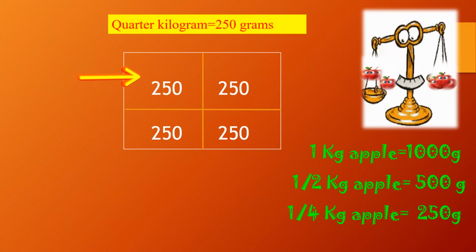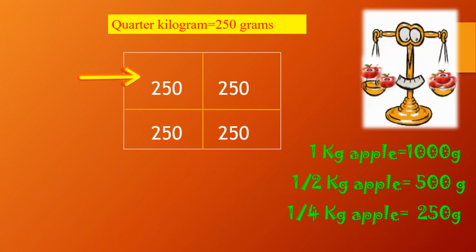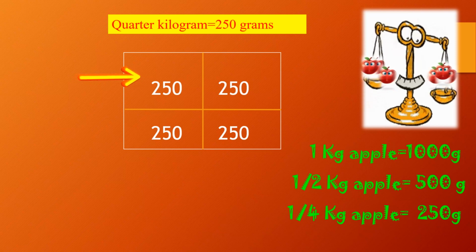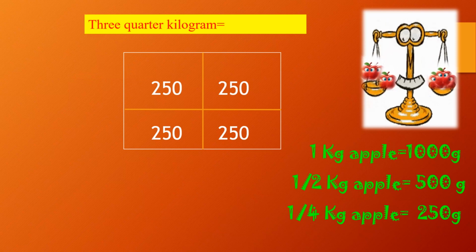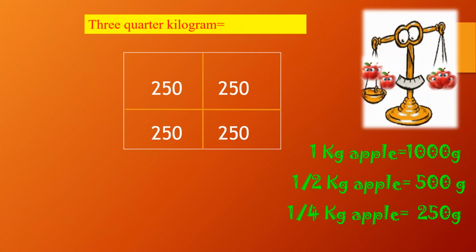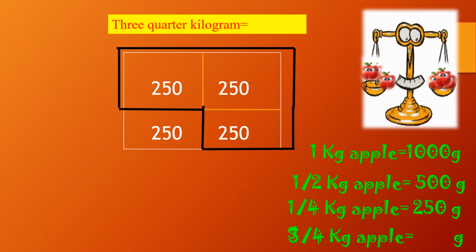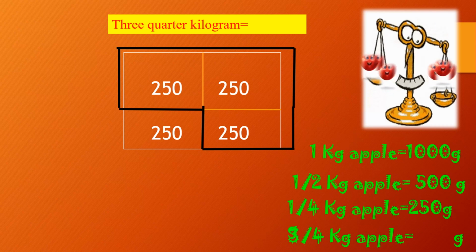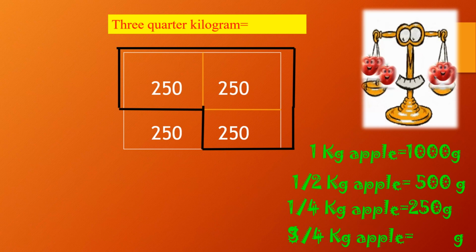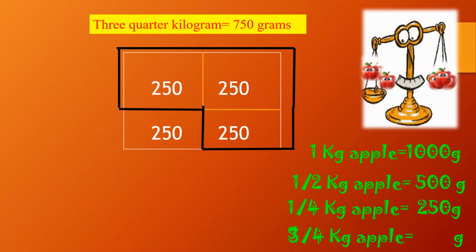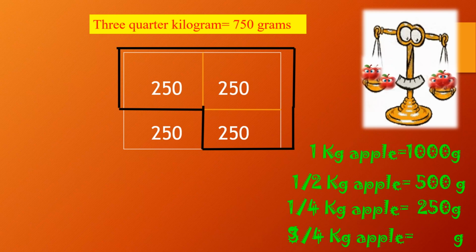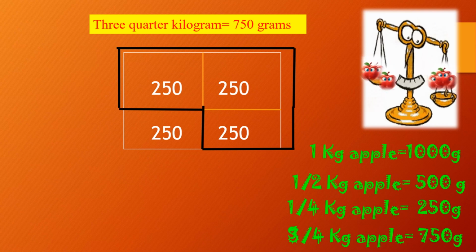Okay. Now let's move on to 3/4 kilograms. 3/4 kilograms. That means 3/4. So 250 plus 250 plus 250. So it becomes how much? 3/4 of 1 kg apple becomes 750 grams. Okay, it's coming to 750 grams. So 1 kg is 1000, half kg is 500, quarter is 250, 3/4 is 750.